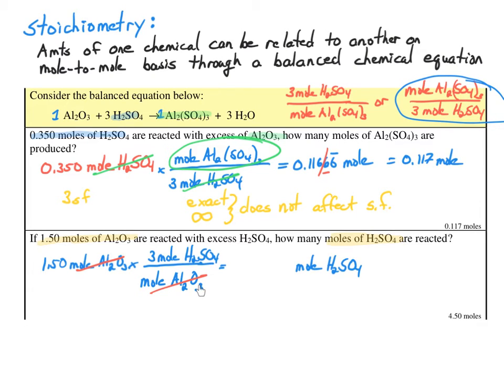Note we keep moles of aluminum oxide with its coefficient together and moles of sulfuric acid with its coefficient of 3 together. This setup indicates that we multiply 1.5 by 3 to get our final answer. Here's our calculator answer. Let's look at sig figs. 3 sig figs here. This is exact, so it's not going to affect sig figs. We want to express this answer with 3 sig figs. That means that we're going to have to add a 0 to the end and express our answer as 4.50 moles.